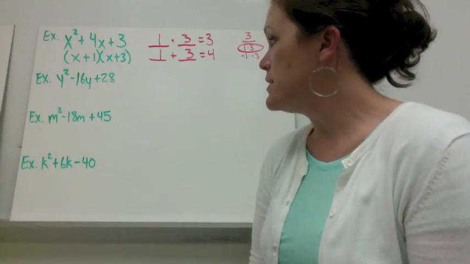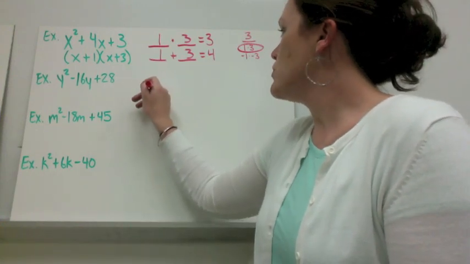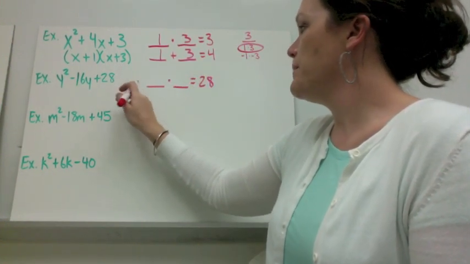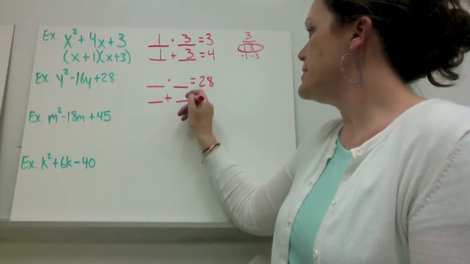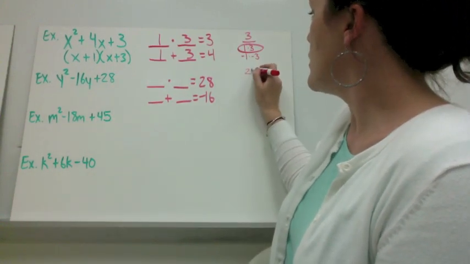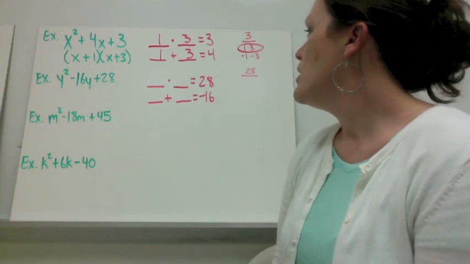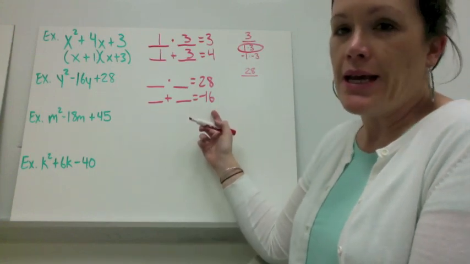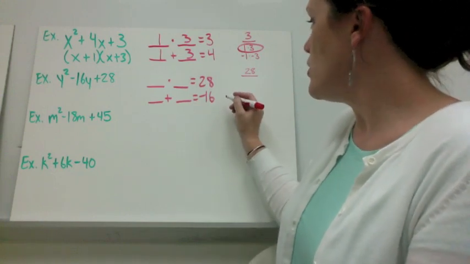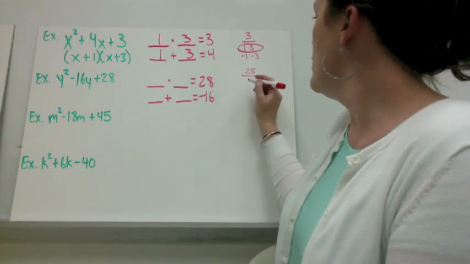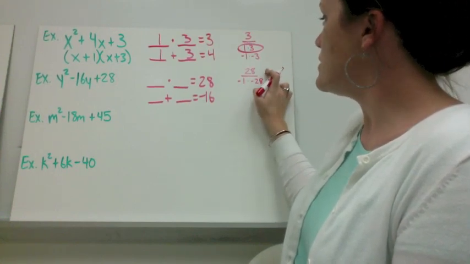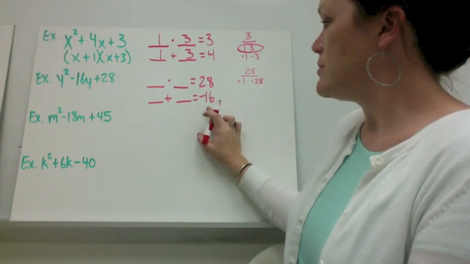Y squared minus 16y plus 28. So we need to multiply to get 28, which is our c. We need to add to get negative 16, which is the b value. So we need to come over here and come up with factors of 28. Now if you notice, we've got to add up to be negative 16. So we're going to need to think about negative factors of 28, because otherwise they wouldn't add up to be a negative number. So negative 1 times negative 28 would equal positive 28, but they won't add up to negative 16.